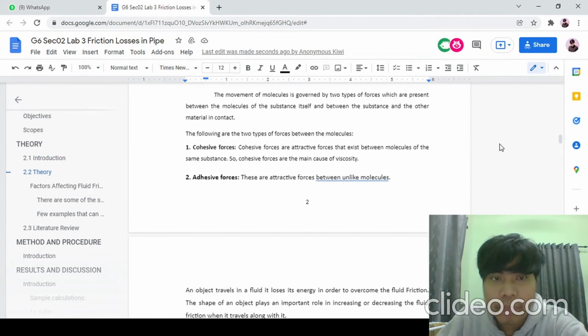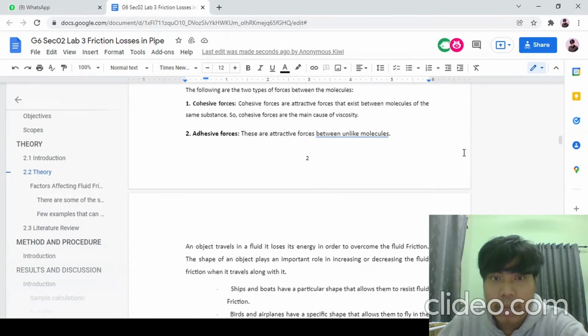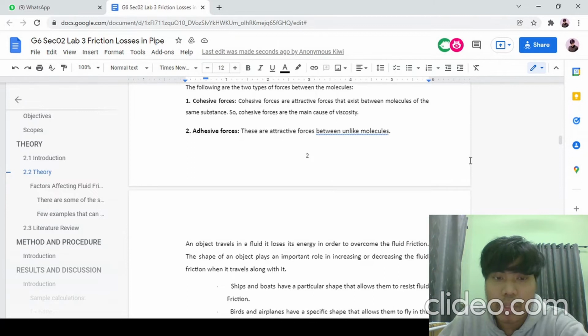There are two types of force between the molecules, the first of which is cohesive force. Cohesive forces are attractive forces that exist between molecules of the same substance. Cohesive forces are actually the main cause of viscosity. And the second one is adhesive force. They are attractive forces between unlike molecules.